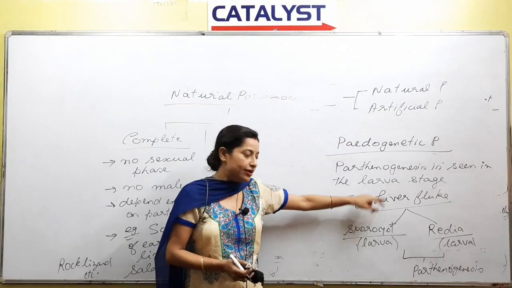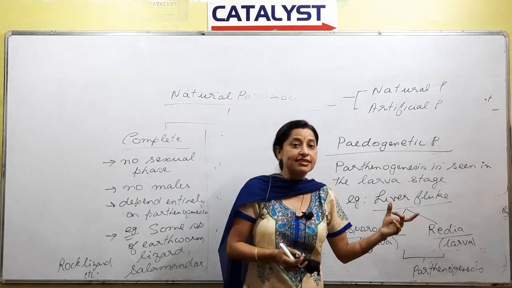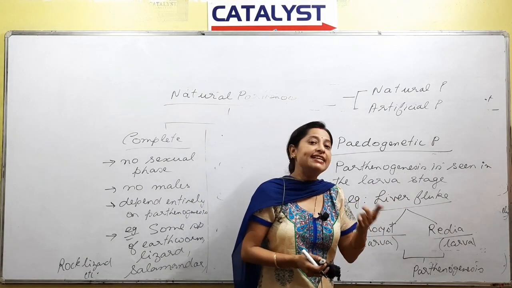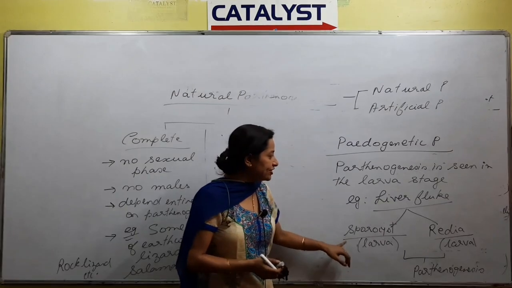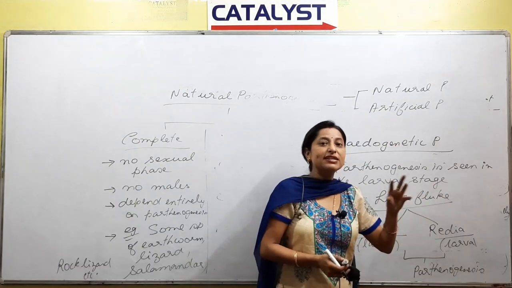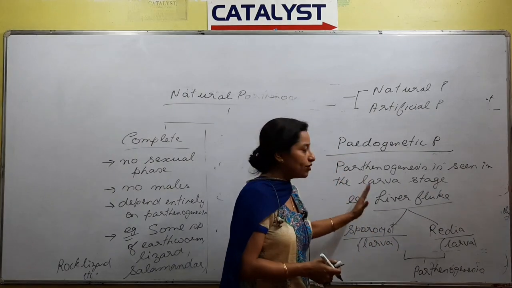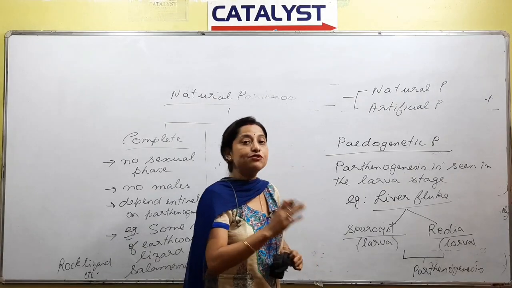And a question can come: in which two stages is parthenogenesis seen in case of liver fluke? If such a question comes, in liver fluke, sporocyst and redia, in these two stages we see parthenogenesis. So this is what you need to remember from the types of natural parthenogenesis.